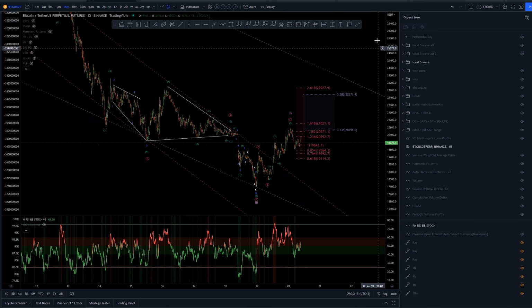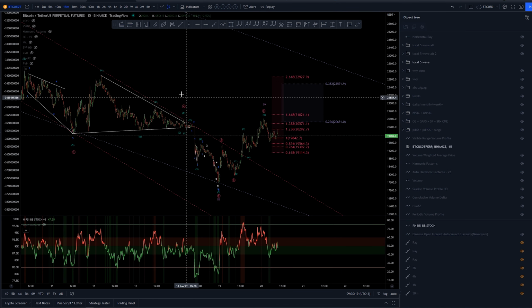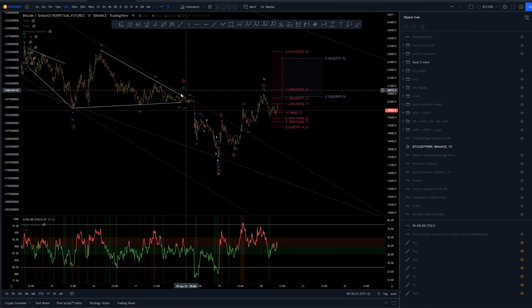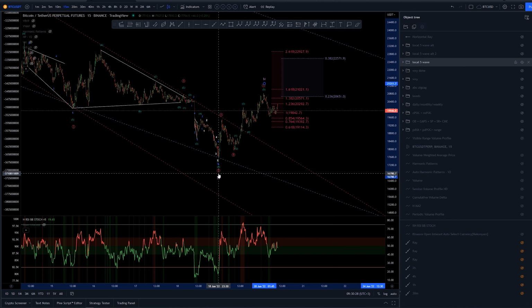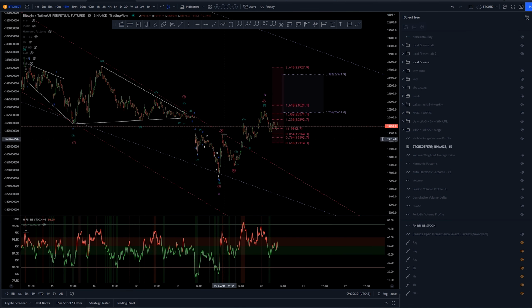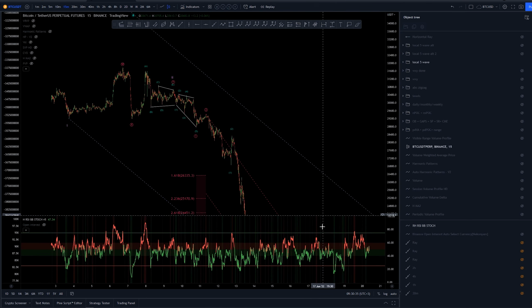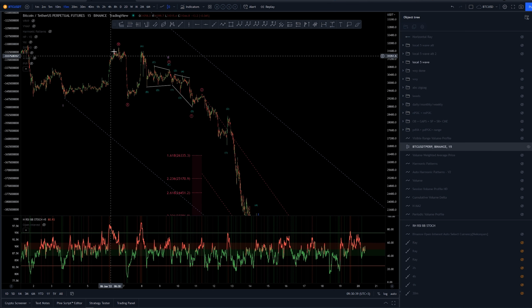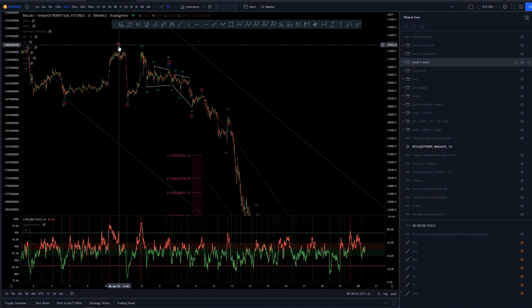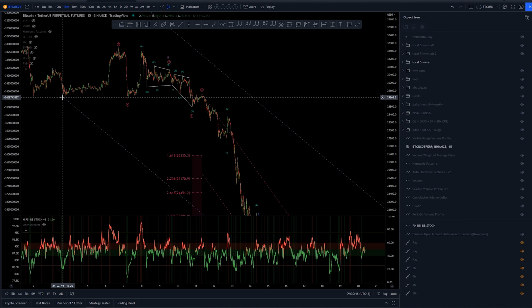In this count, we had this micro 3 and 4 as a triangle here, and then we would have had a 1, 2, 1, 2, 3, 4, and 5 to complete the micro third and the third of subminute here. After that point, we would be looking for some kind of three-wave move up here. That we did. On the wave 2 here, we had an expanding flat, or well, not a flat per se, but this is some kind of, I'm not even sure what this is.